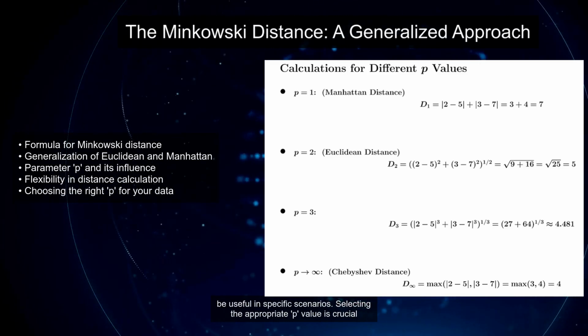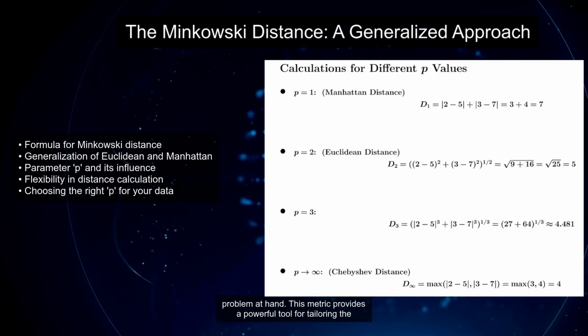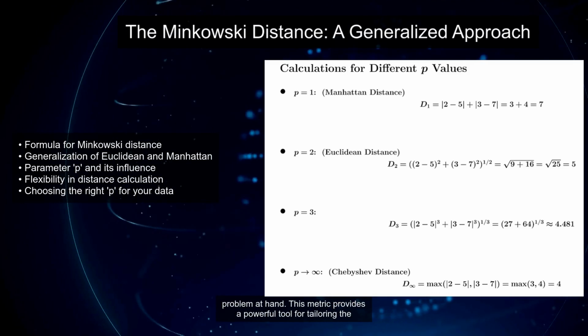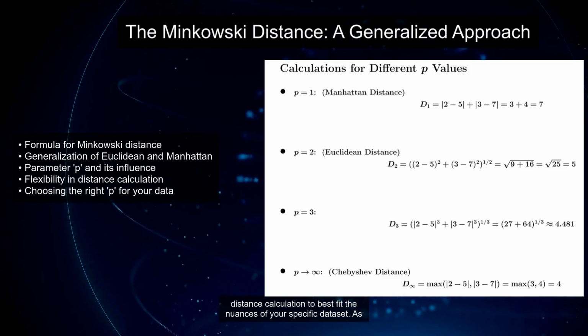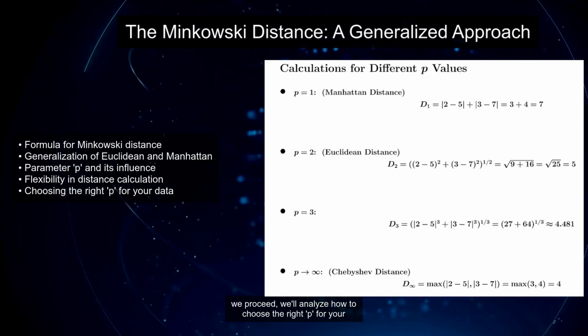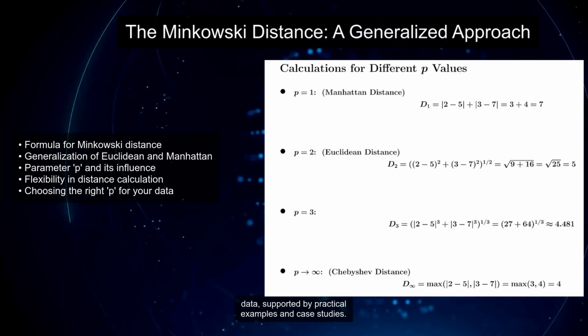Selecting the appropriate p-value is crucial and should be based on the characteristics of your data and the problem at hand. This metric provides a powerful tool for tailoring the distance calculation to best fit the nuances of your specific dataset. As we proceed, we'll analyze how to choose the right p for your data, supported by practical examples and case studies.